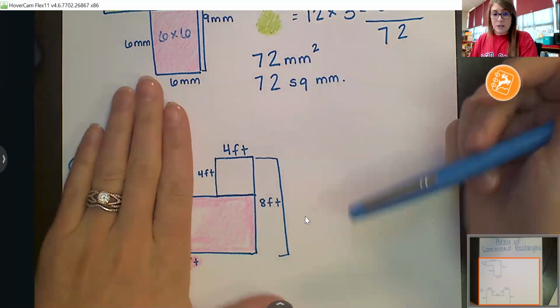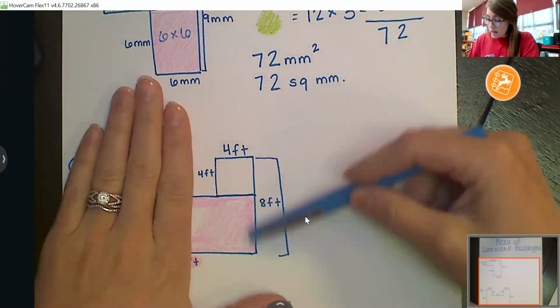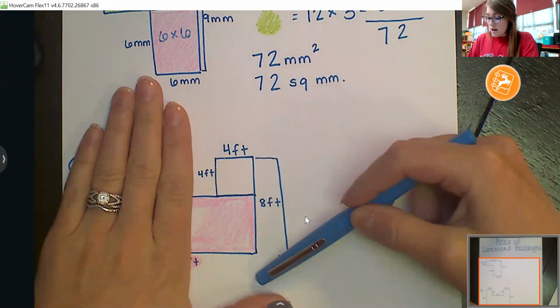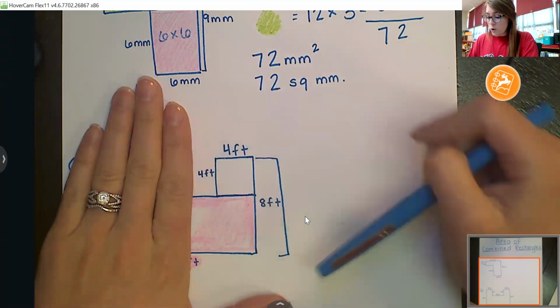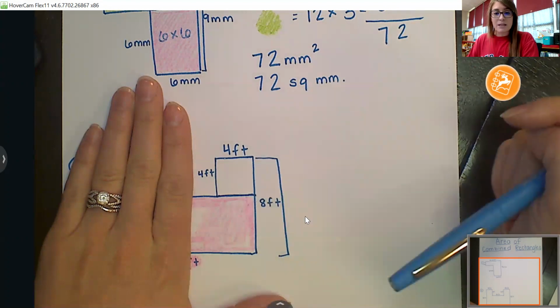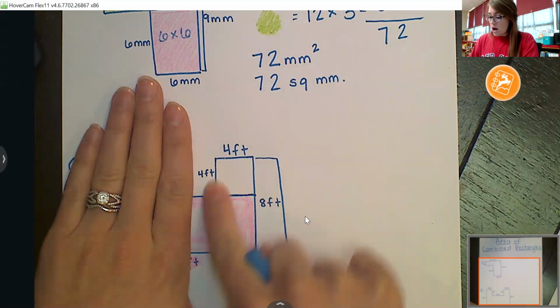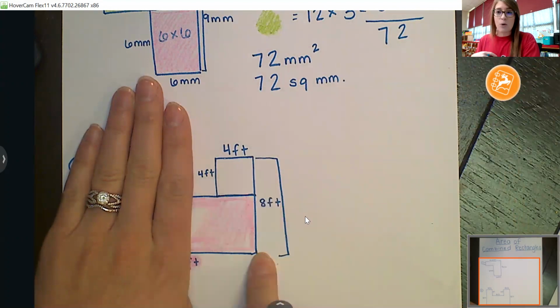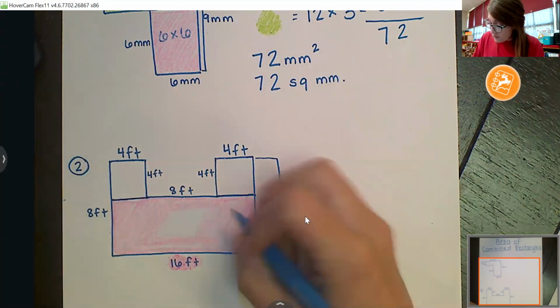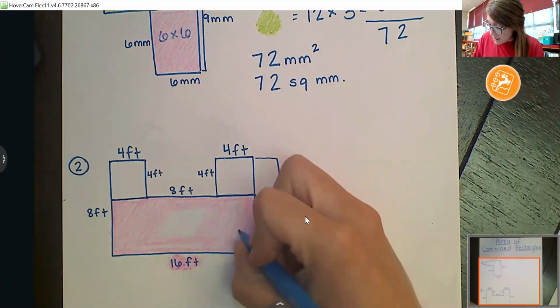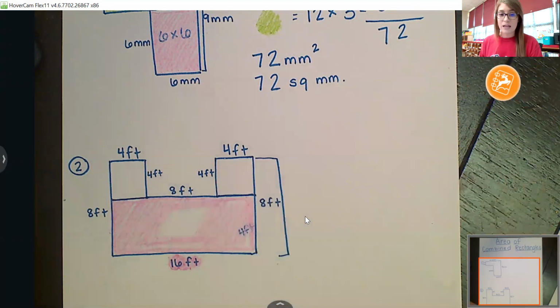Well, I'm going to look at it this way. If this whole length here is 8, and over here, this top part is 4, well, when I've split it, what did that leave me? If I take 4 feet away from this 8 feet total. Very good. It's going to give me 4 feet. So this measurement here is going to be 4 feet.